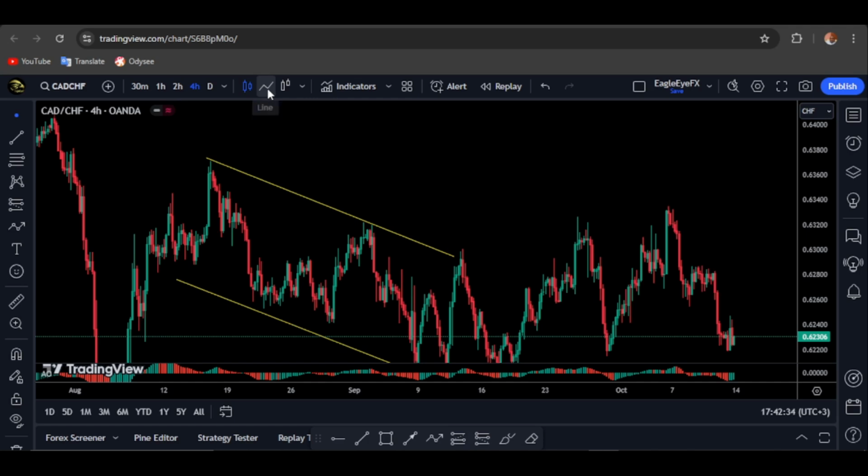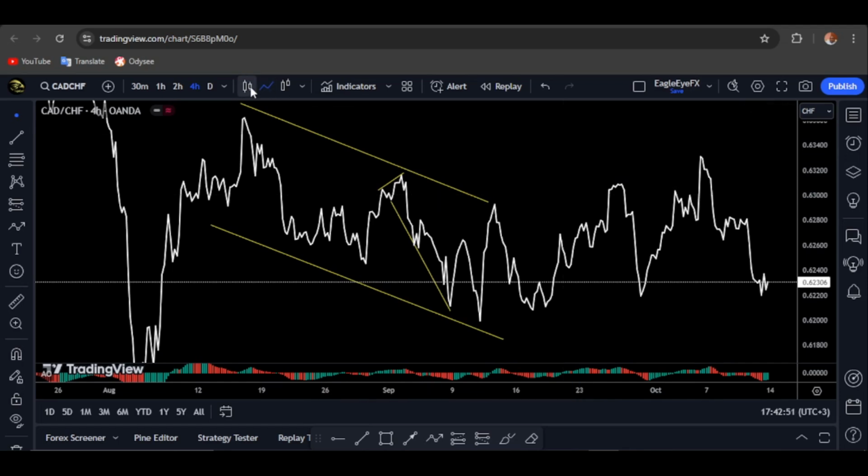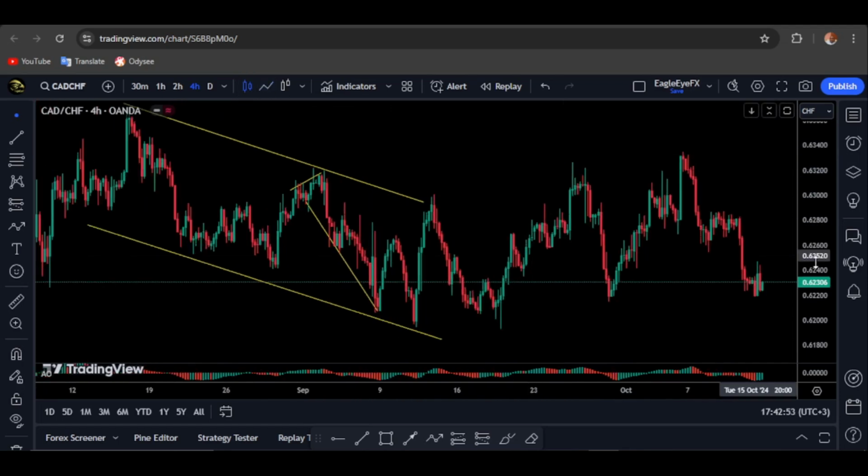So the first thing you want to do is change this into a line chart. And from the line chart, you can see clearly here, what do you see? We see a break of structure, we see higher highs, and then we see lower lows. That's clear. Higher highs and lower lows. Then you go back to your candles.